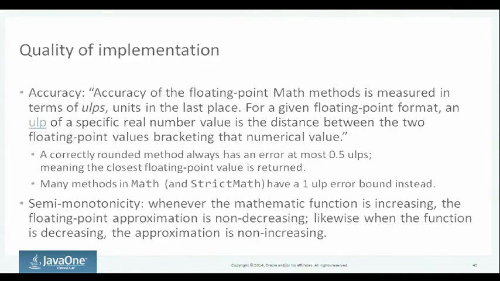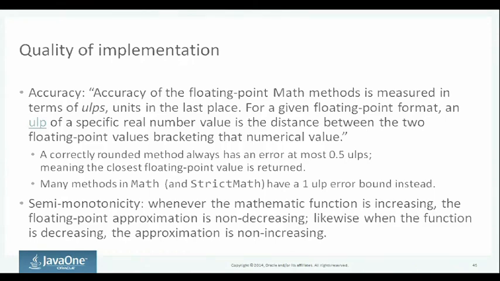What are those quality of implementation concerns we care about? There are two of them. One, accuracy. Accuracy of a math method is measured in something called ULPs. A ULP is a unit in the last place. And the ULP of a real number is the distance between the two floating point numbers bracketing it. So we saw before we had those discrete floating point values, so the distance between them is the ULP of something in there. And we say a correctly rounded function has an error of at most 1/2 ULP. What that means is you're always returning the floating point value closest to the exact result. And that's really the best you can do. Right? If you're returning the closest value, what more can you ask for?